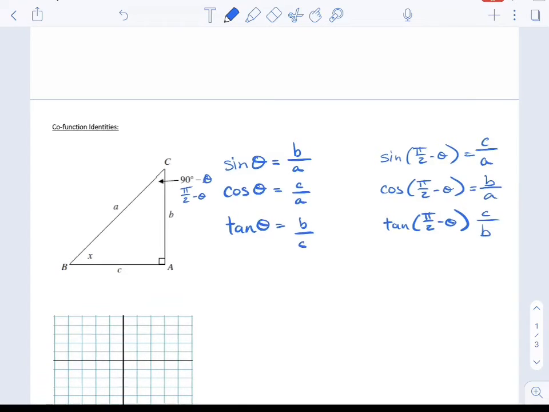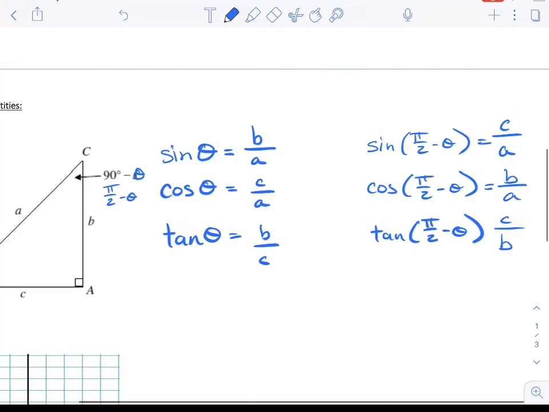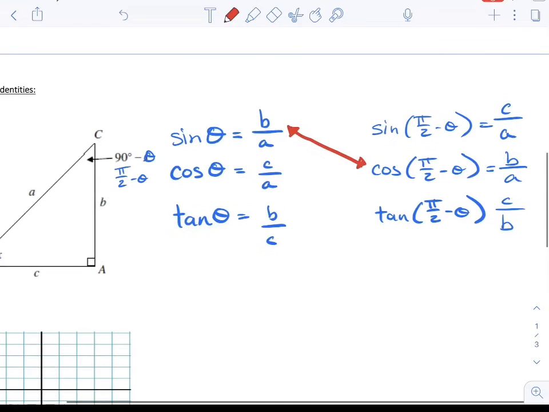So looking at what these are equal to, do I see any that are equal to each other? Because that would give us a cofunction identity. Well, you might look at it and say, these two are equivalent. They're both equal to b over a, no matter what. So that's our first one. Our cofunction identity says sine theta is equal to cos pi over 2 minus theta.